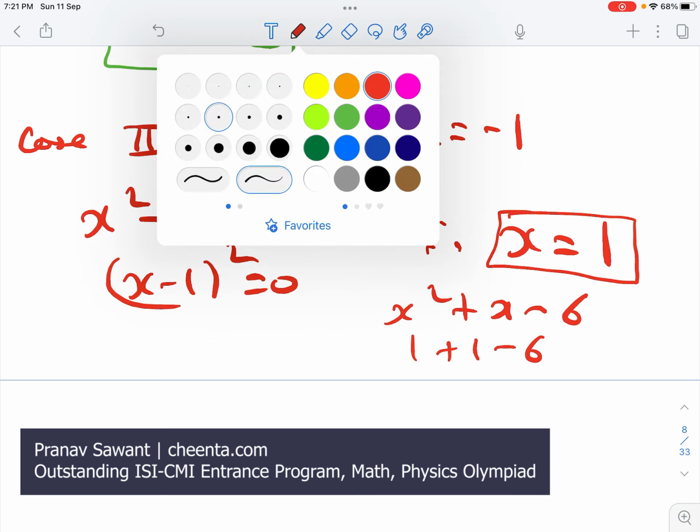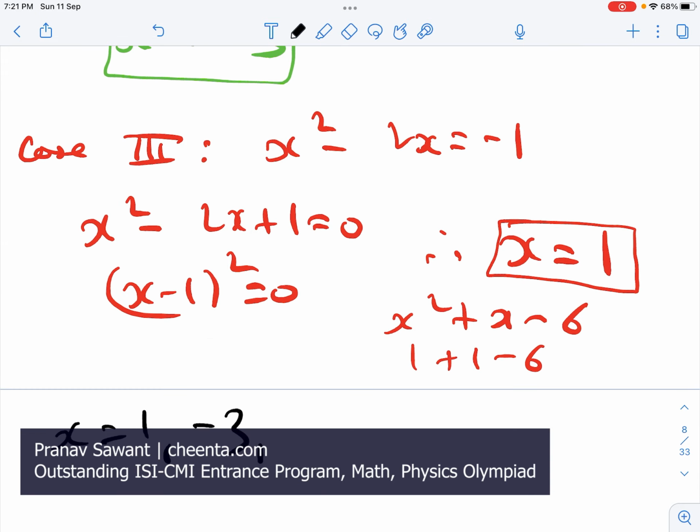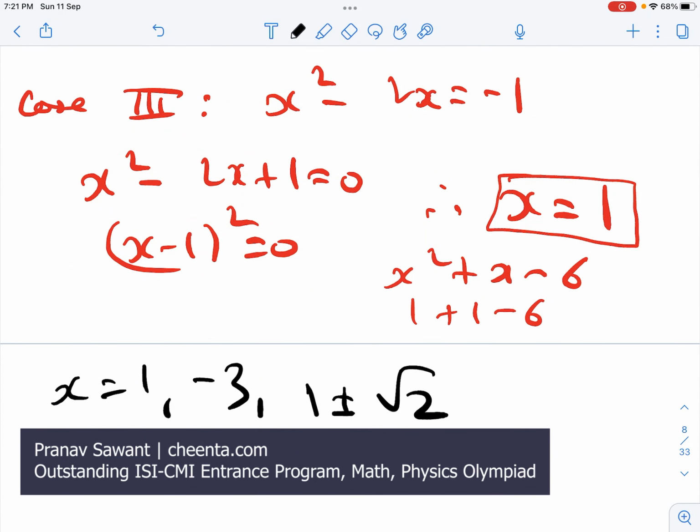So we had 4 solutions. x equals 1, we had x equals minus 3, and we had these two solutions, 1 plus or minus root 2. And all 4 solutions are valid. So we have 4 solutions to this question.